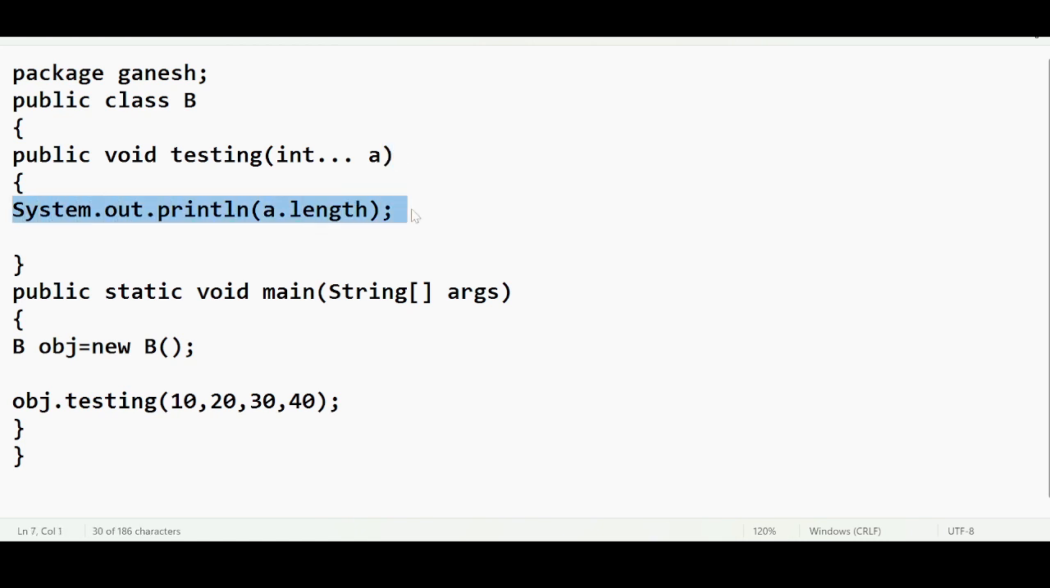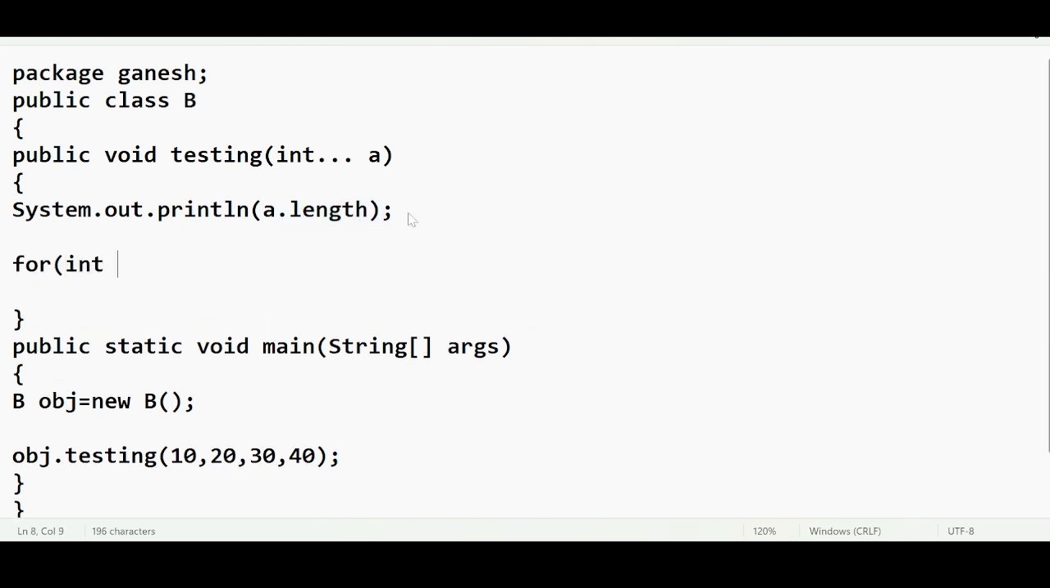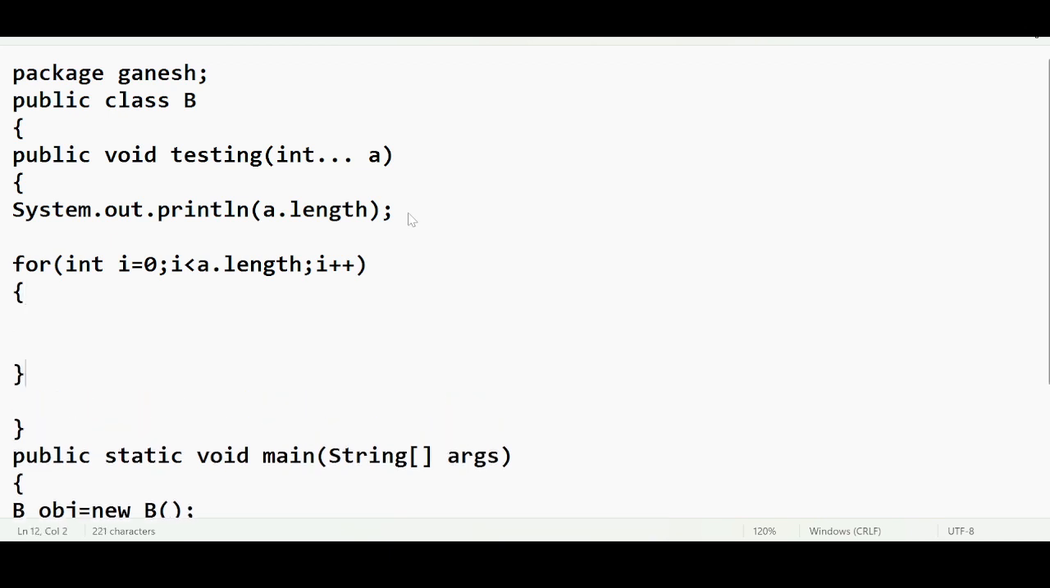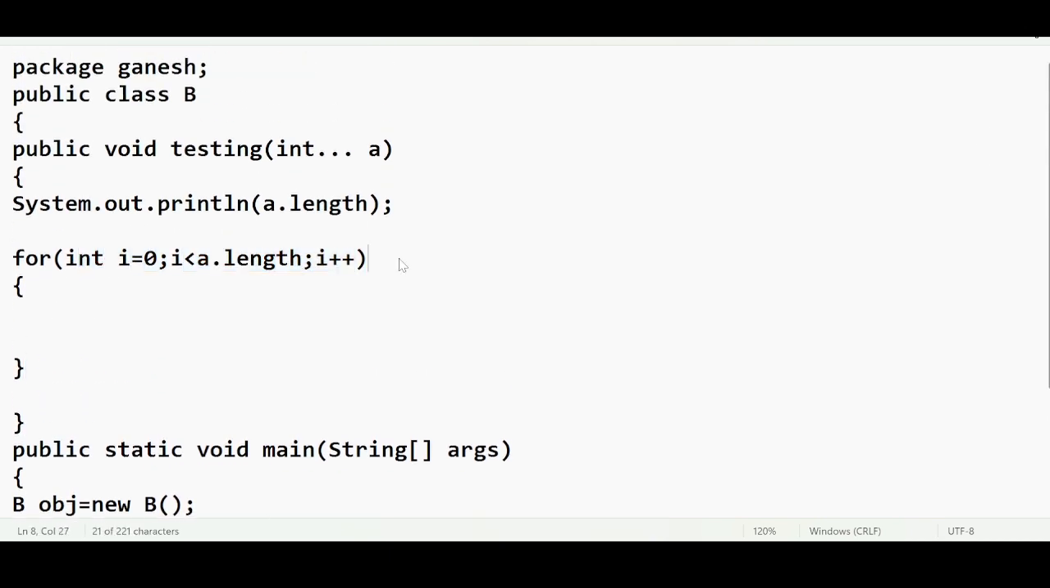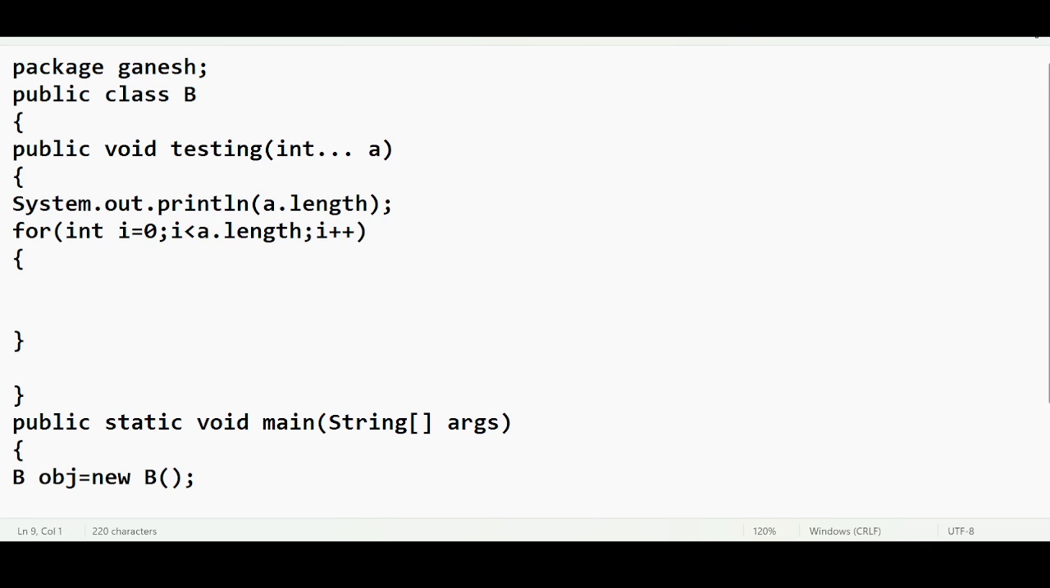Inside this, firstly, we are finding the length. Now what I'm going to do is use a for loop: for integer i equal to 0, i is lesser than a dot length, i plus plus. I will explain this program. Here I am also taking, I am removing this. Integer sum equal to 0, sum equal to sum plus a of i.